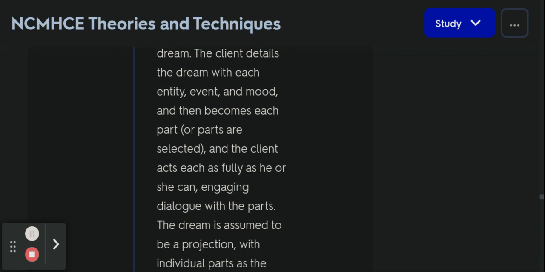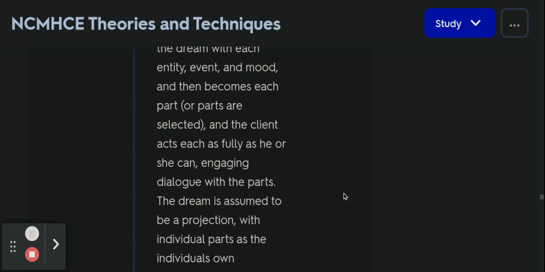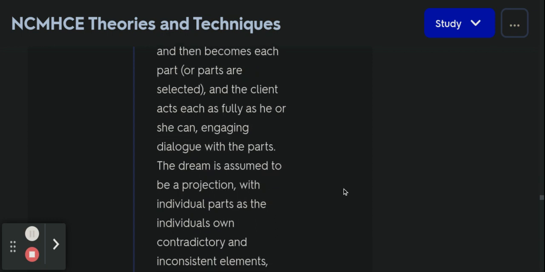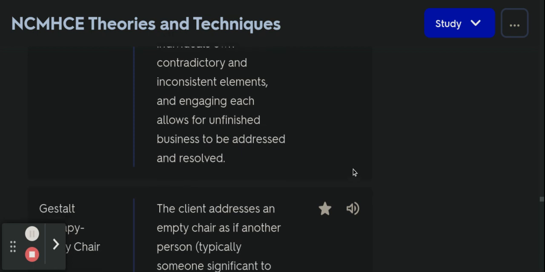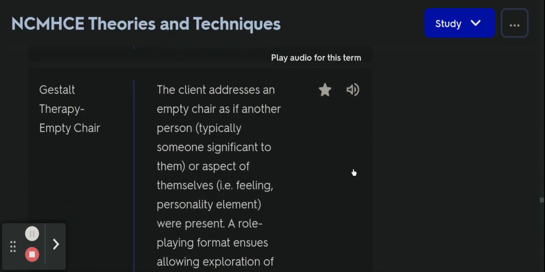And then, for each part that is selected, the client acts each as fully as he or she can and engages in dialogue with the part. The dream is assumed to be a projection, with individual parts as the individual owns contradictory and inconsistent elements. And again, each allows for unfinished business to be addressed and resolved.